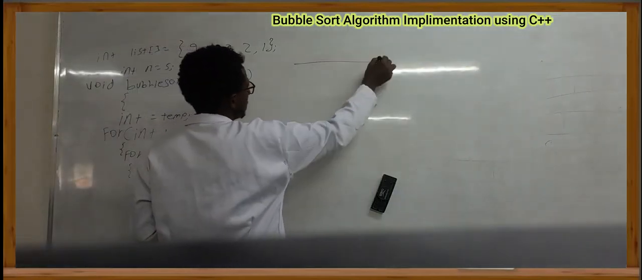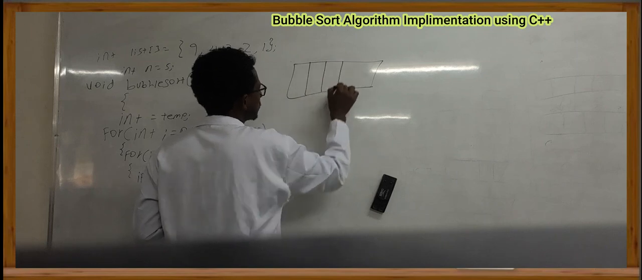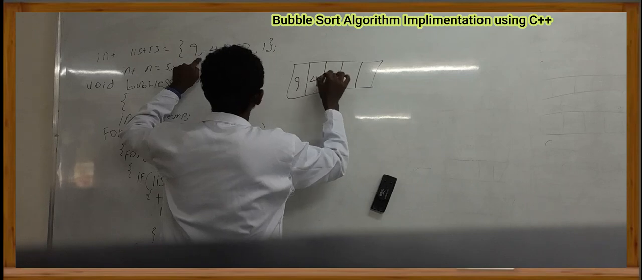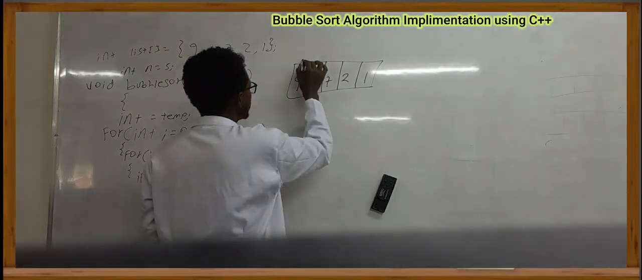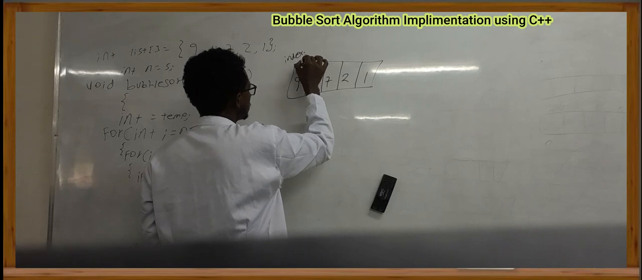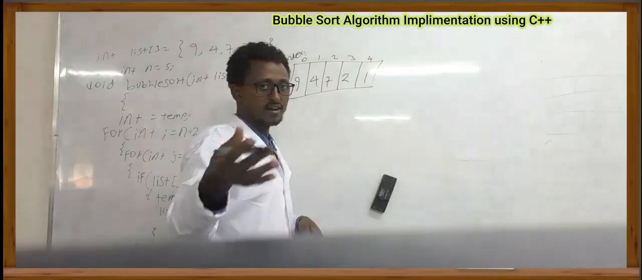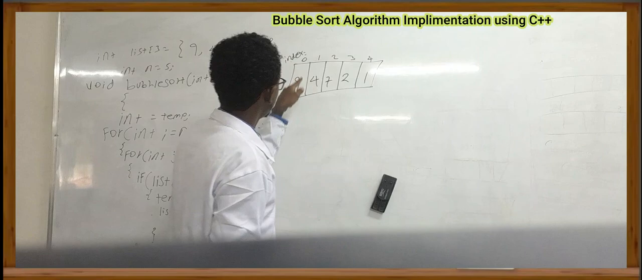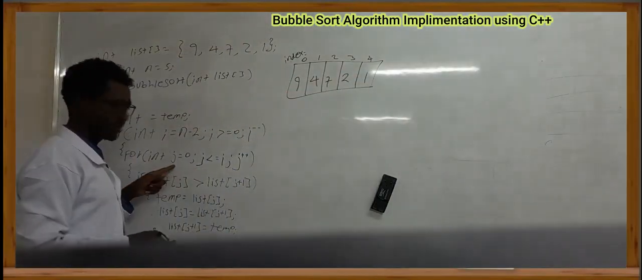Assume this is the list of arrays that we want to create. It looks like this: 9, 4, 7, 2, 1. This is the given array, and the indexes are 0, 1, 2, 3, 4. Assume an array's index starts from 0 and ends at n minus 1. So we have this array list with its indexes. Then come to the code.